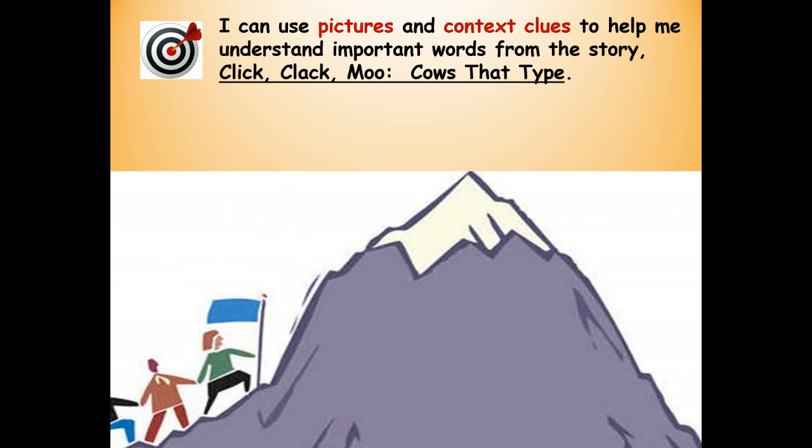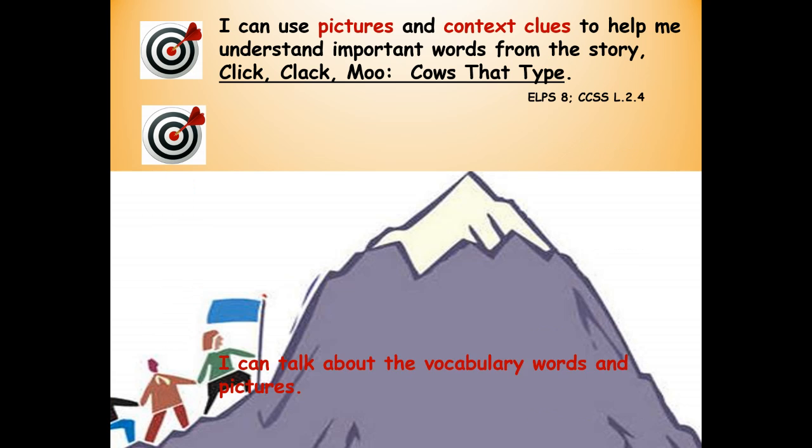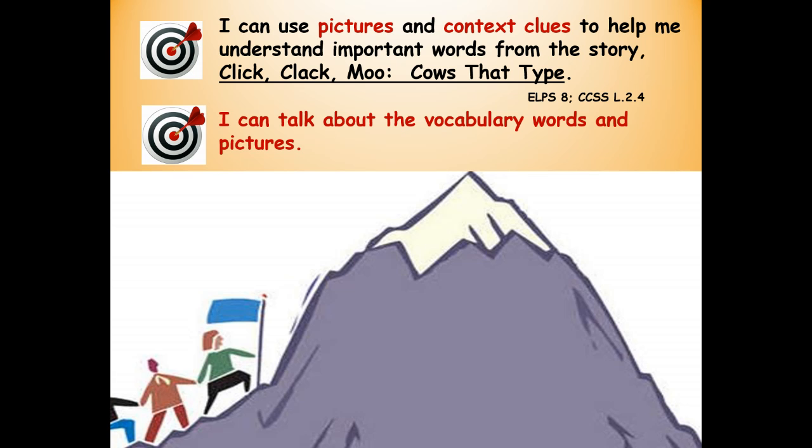So let's go over our learning targets. I can use pictures and context clues to help me understand important words from the story, Click, Clack, Moo, Cows That Type. Here's our second learning target. I can talk about the vocabulary words and pictures.